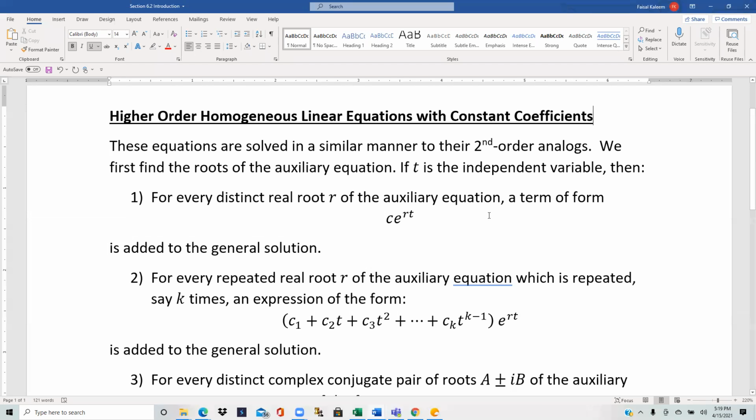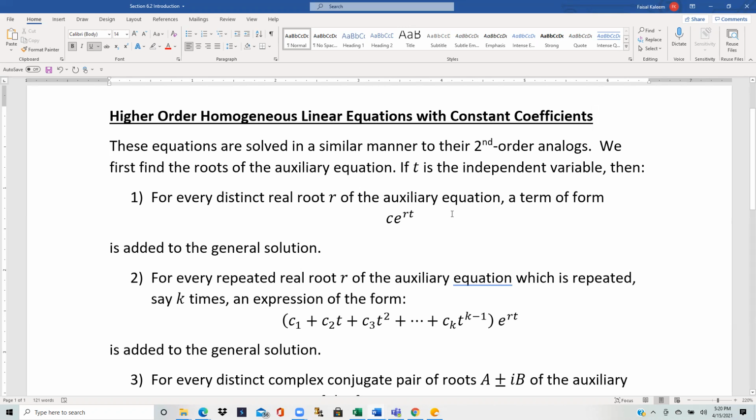In this section, we study higher order homogeneous linear equations with constant coefficients. In the previous section, we did study some higher order linear equations, but their coefficients were not constants. If the coefficients are constants, then we have an easier way of solving the equation because we can just extend the methods that we learned for solving second order homogeneous linear equations with constant coefficients, which we did in section 4.2.